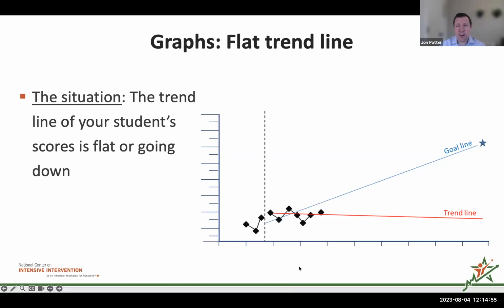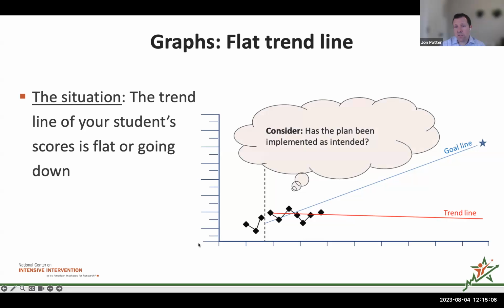All right, so what happens if we've got a flat trend line or going down a little bit? So not necessarily at the bottom of the graph, but just going down a little bit or not making any growth. Assuming we put together a good plan, so our specially designed instruction has matched their need, we've gone through that DBI process, we've got the right instruction, the right curriculum, the right environmental supports in place, and we're not seeing any growth at all, the first question I would ask is fidelity. Are we actually administering that intervention with fidelity? Are we doing the components of it?